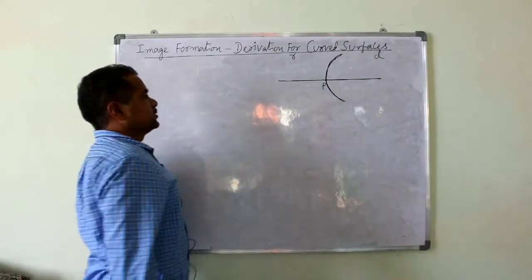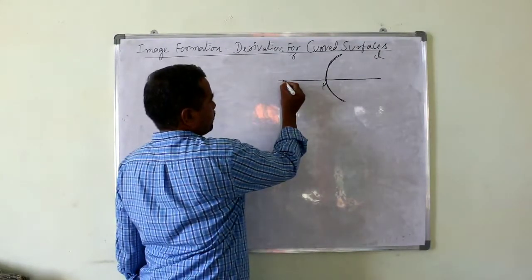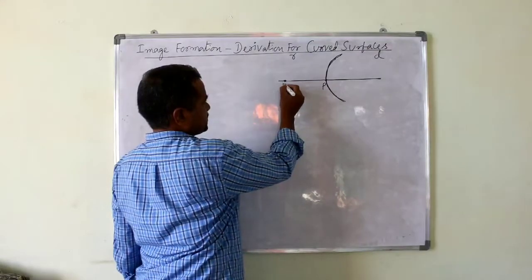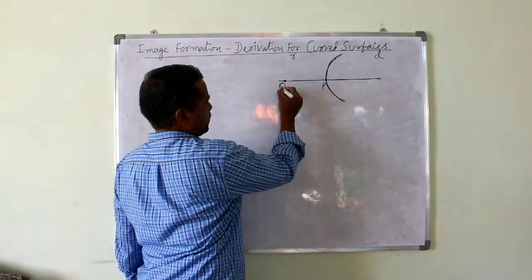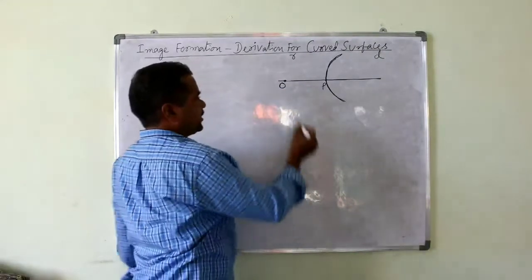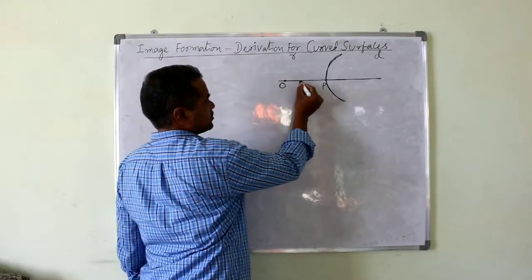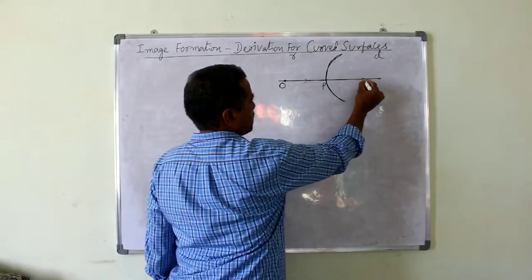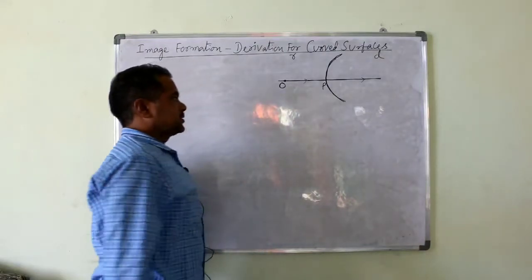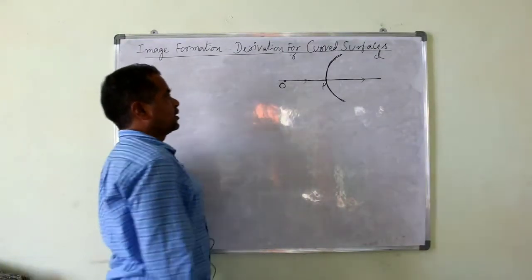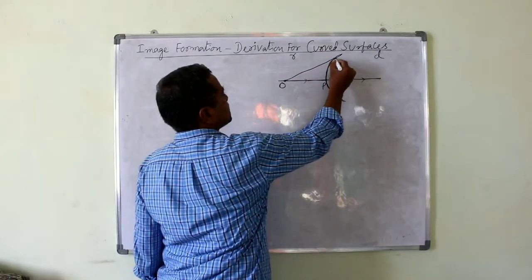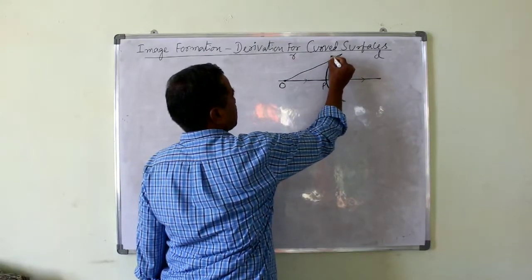Here we place one point object on the principal axis at O. One light ray passes along the principal axis, and the corresponding refracted ray doesn't deviate from its direction. And one more light ray is incident at one point A.